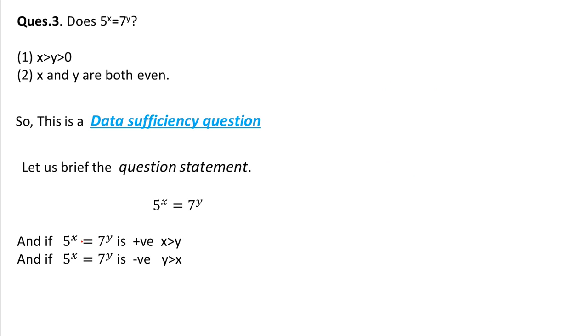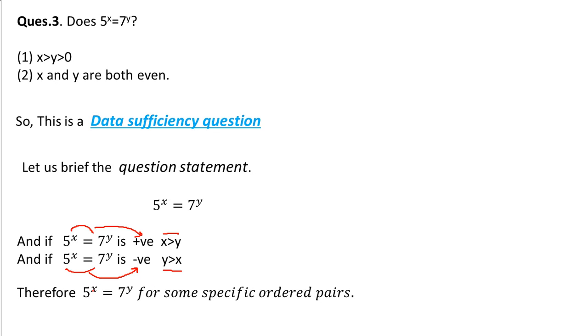And when 5 to the power x is equal to 7 to the power y and both these quantities are positive, x would be greater than y. And when 5 to the power x is equal to 7 to the power y and both quantities are negative, then y is greater than x. And be careful that 5 to the power x would be equal to 7 to the power y for some specific ordered pairs only. That means for some specific value of x and for some specific value of y only, not for every x, y.